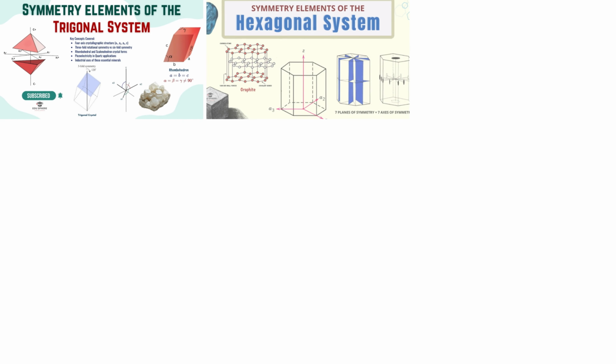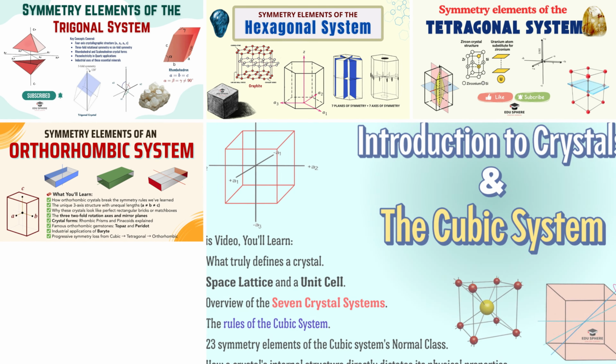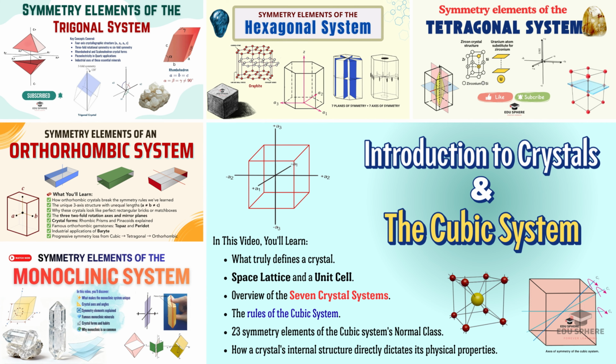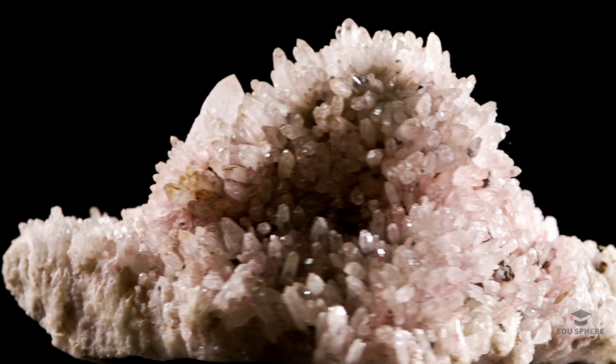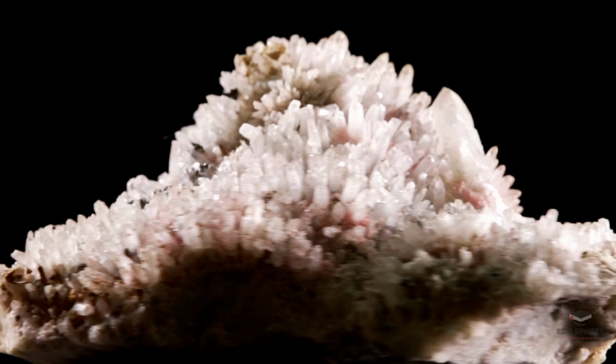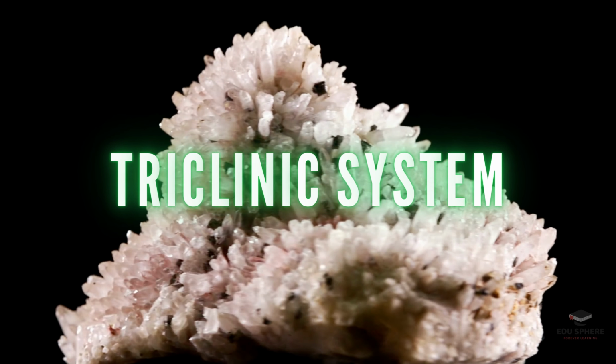Welcome back to our crystallography series. We have journeyed through 6 remarkable crystal systems, each revealing its own secrets of atomic symmetry and geometric beauty. Today, in our final chapter, we encounter the most independent and least symmetrical member of the family, the triclinic system.